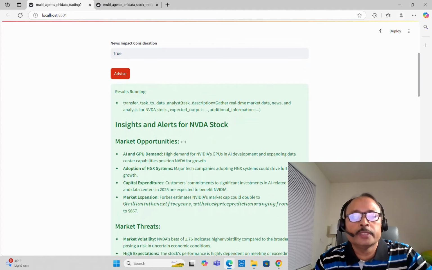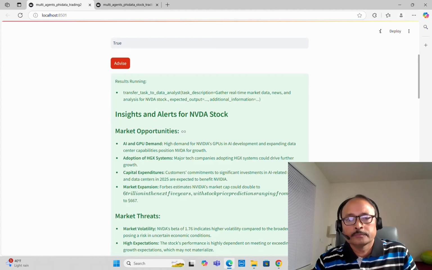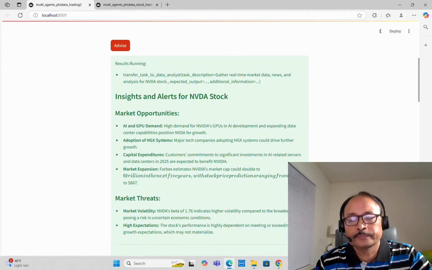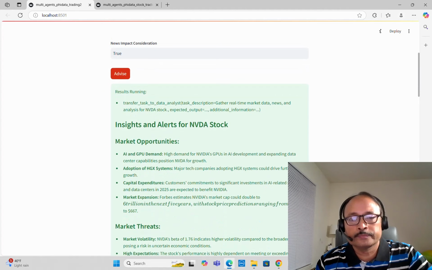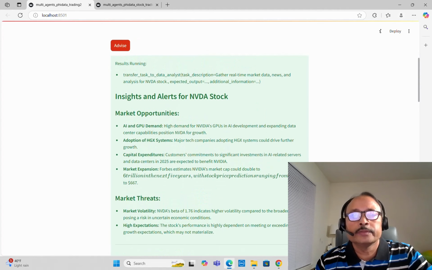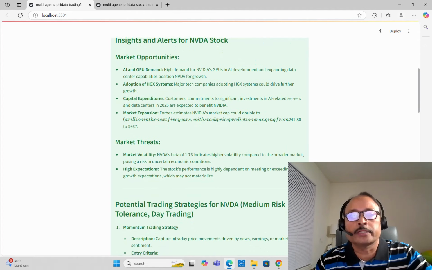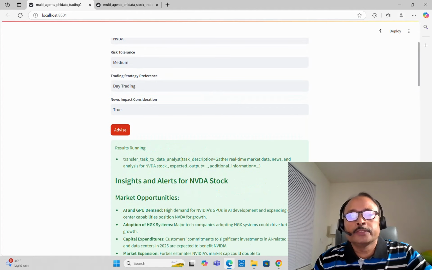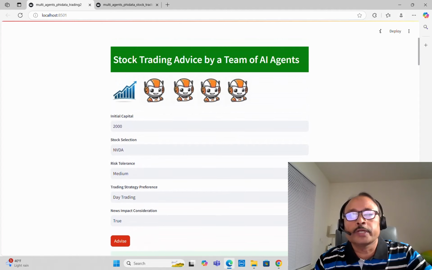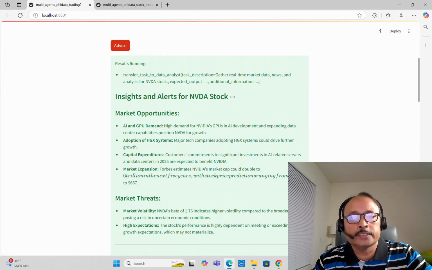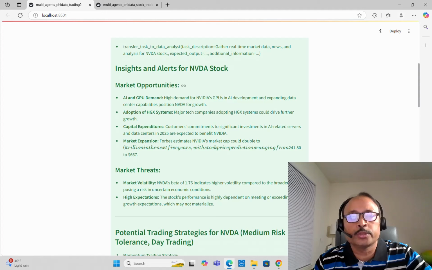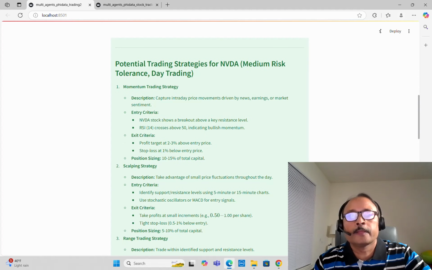Here we have got the results already, insights and alerts for NVIDIA stock. Let's go through this advice or recommendations, insights and alerts for NVIDIA stock, market opportunities. Please note that four agents are working together. These insights and alerts for NVIDIA stock, these market opportunities and market threats, all these reports are prepared by the first agent, that is a data analyst. The second one is the trading strategist.